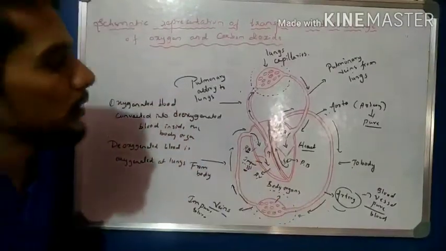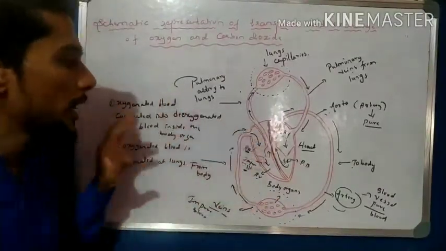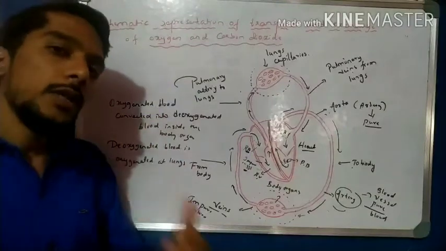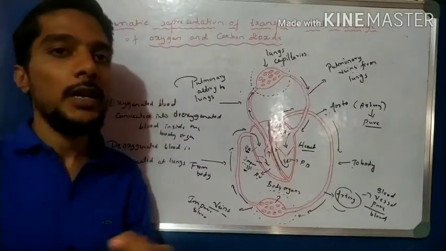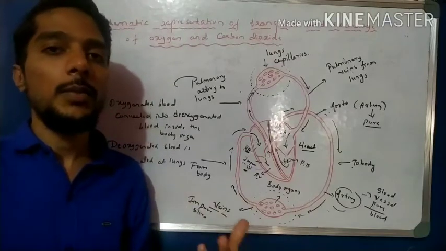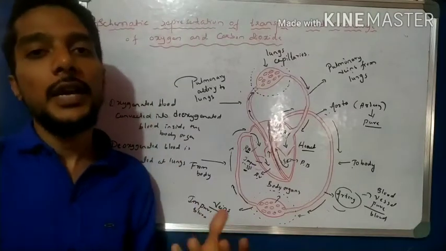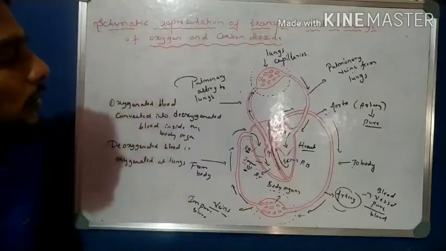Okay, so please draw this diagram and write down this point. We come to another very important point about how the separation of oxygenated and deoxygenated blood is useful in mammals, reptiles, amphibians and fishes. Okay, so please note down this one.